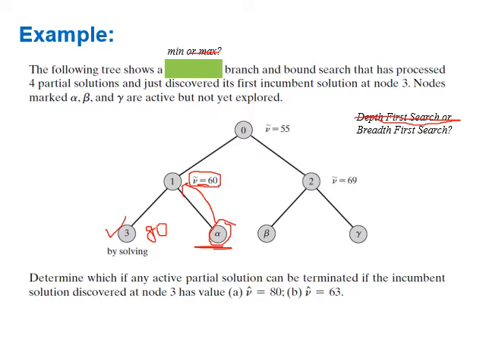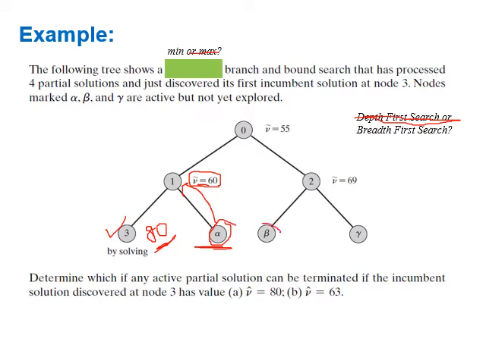It can provide 60, it can provide 65, it can provide 120, it can provide infinite. We don't know. It can be infeasible. But the minimum possible value is 60. It means that there is a possibility here to obtain a solution which is less than 80. So we cannot fathom this node alpha because of bounding, because there is a possibility of getting a better solution.